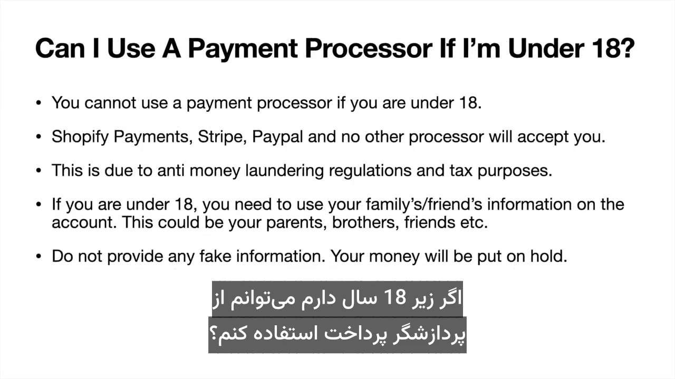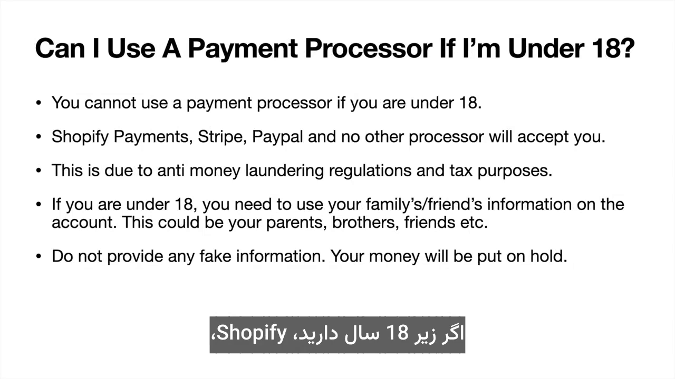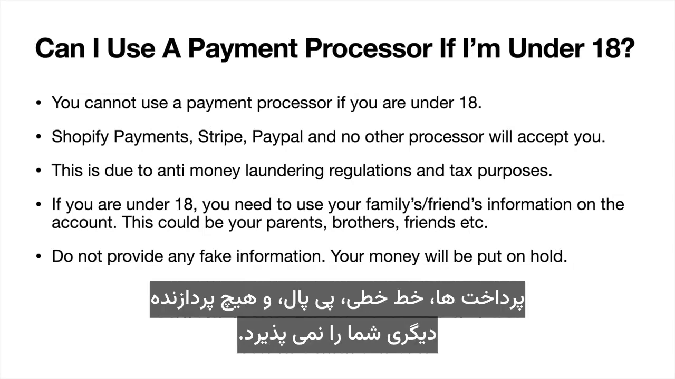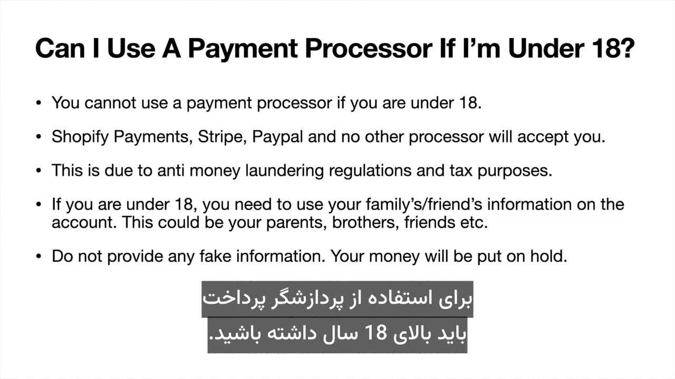Can I use a payment processor if I'm under 18? So the answer is no. You cannot use a payment processor if you're under 18. Shopify payments, Stripe, PayPal, and no other processor will accept you. This is due to anti-money laundering regulations and tax purposes. You need to be over 18 to use a payment processor.